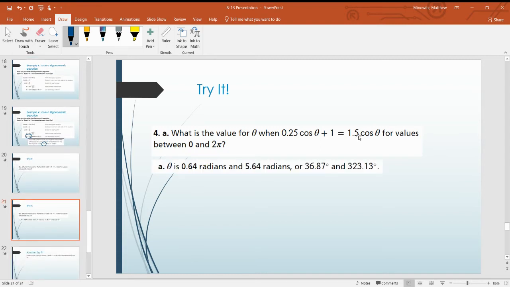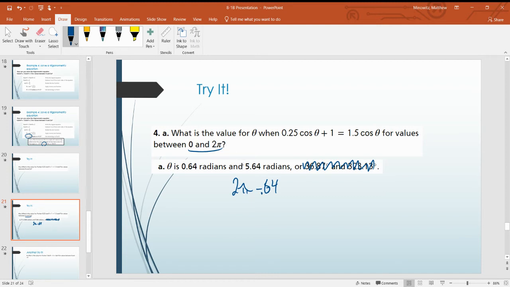Okay, so I need cosine to be positive. So it's the first quadrant and the fourth quadrant. So the way I got 5.64 is I took 2 pi minus 0.64 to get 5.64. Once again, it says between 0 and 2 pi. I don't really know why I'd ever give the answer in degrees. Technically, it's right, but if it tells me be in radian mode, I'm going to be in radian mode.